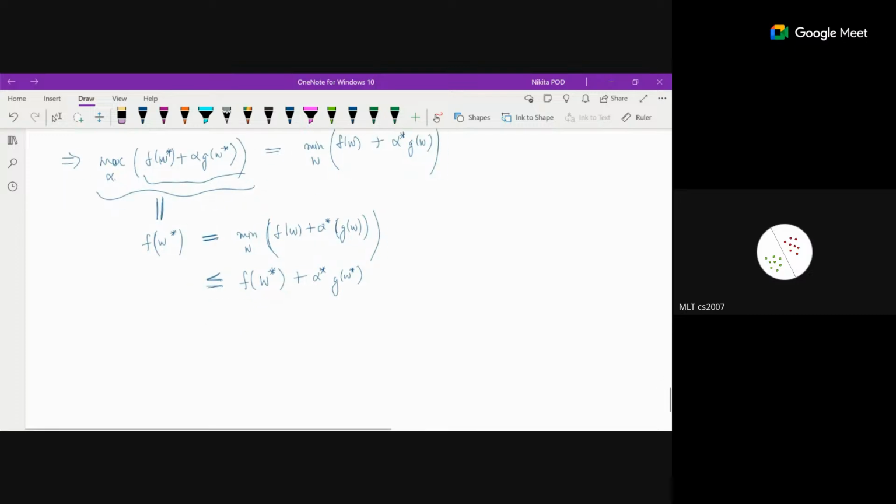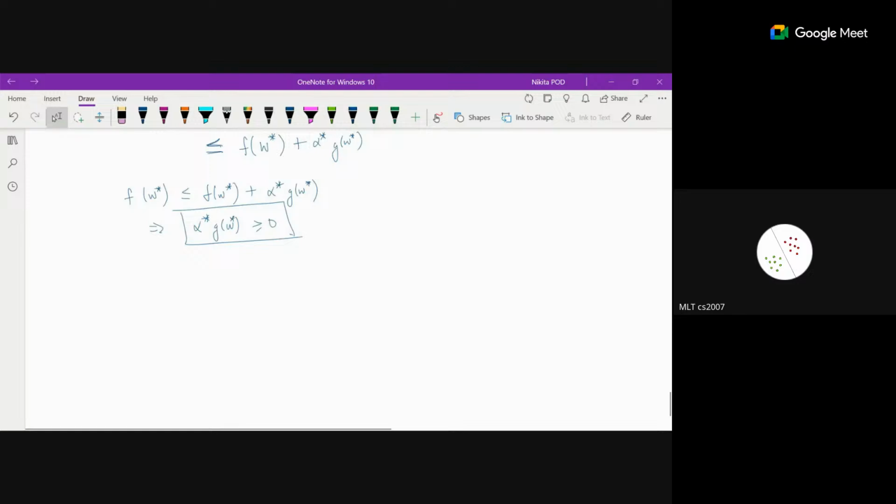So from here, what we got is that my f of w star is less than or equal to f of w star plus alpha star g of w star. So this will get cancelled out, and what we get is that my alpha star g of w star is greater than or equal to 0. This is what we got.